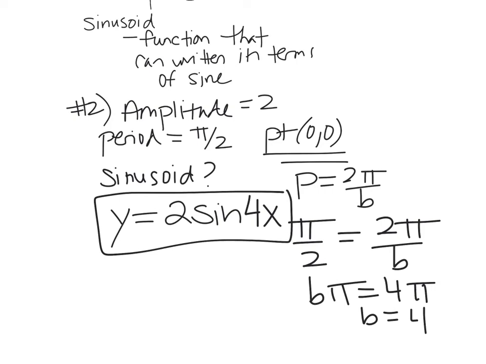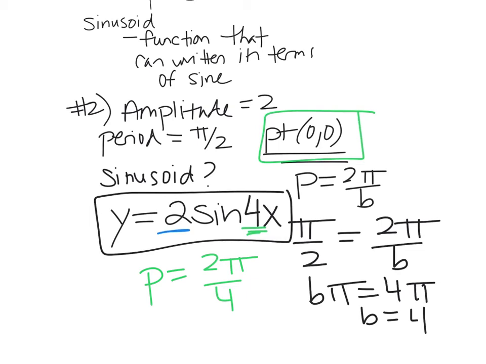And that would be it. Because I know that this graph has an amplitude of 2. It would have a period of pi over 2, because remember, period is 2 pi over b, which is pi over 2. And sine already goes through the point 0, 0, so there's no shifting.